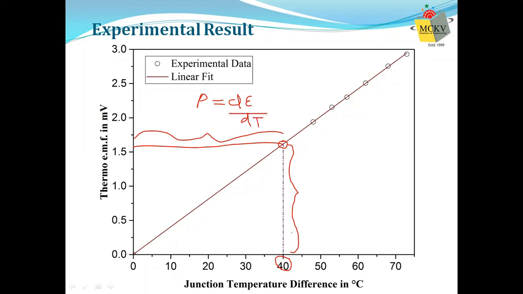So you can find the slope. Straight away, this is the triangle. One point is at the origin, and the other point is an arbitrary point you have chosen. Draw a triangle and find out the slope.